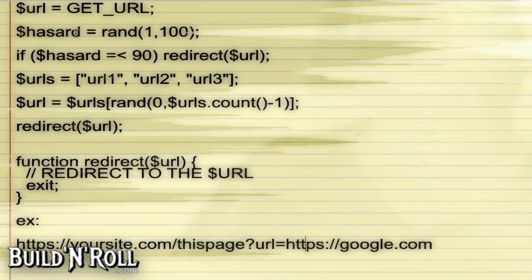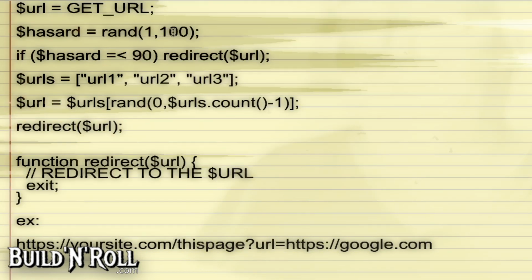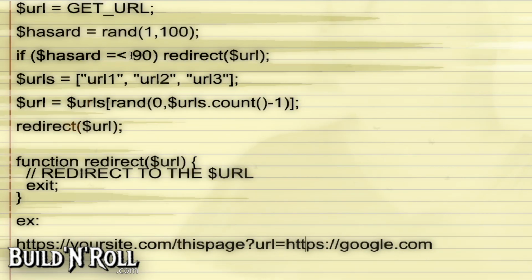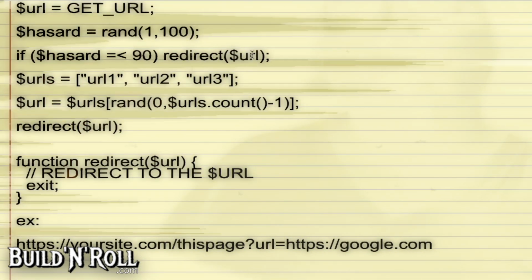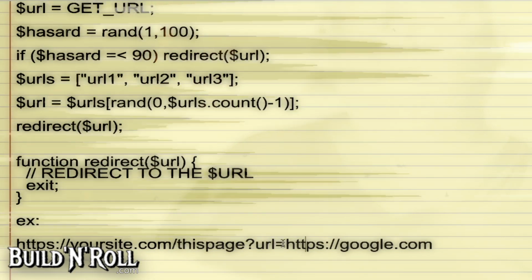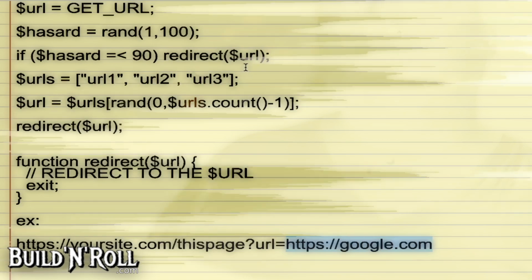Then you take a random number between 1 and 100, so that you can say that if this number is equal or less than 90, then you redirect to the URL that you got. So this is 9 times out of 10, you will redirect to google.com, okay?